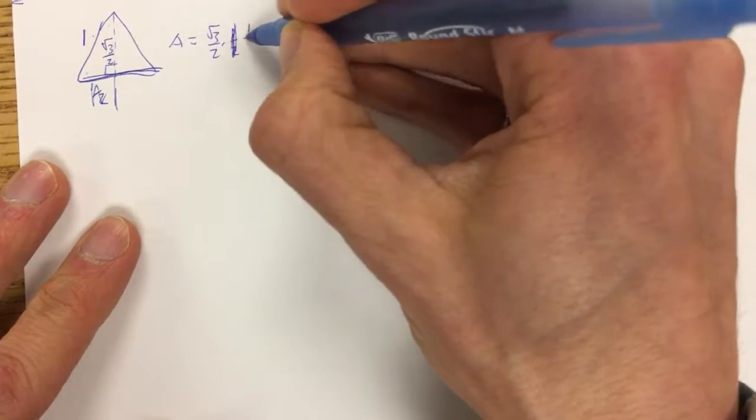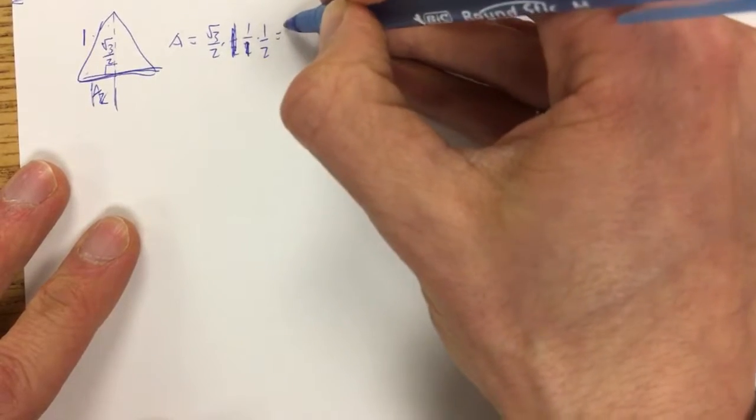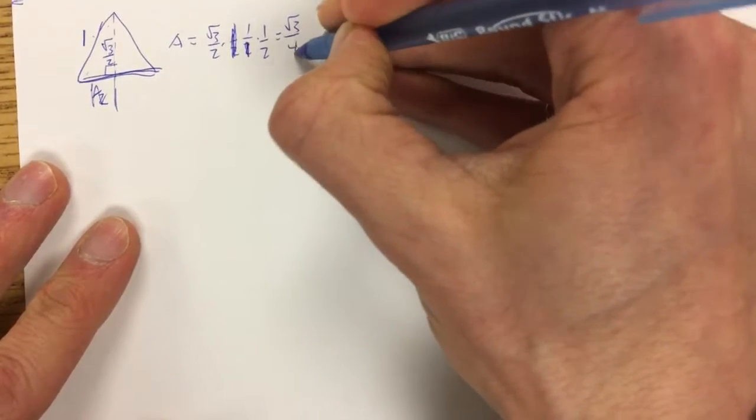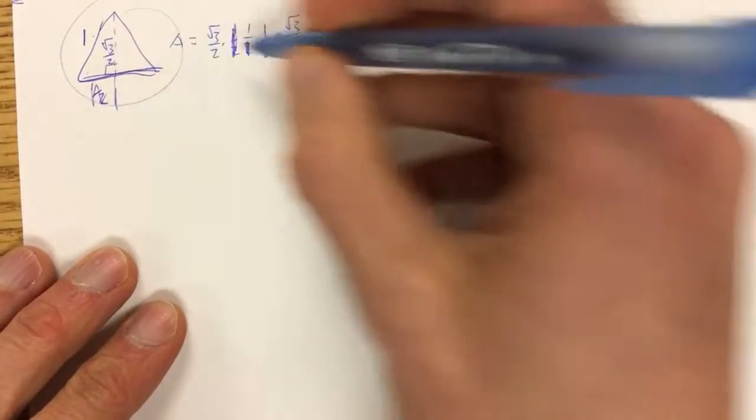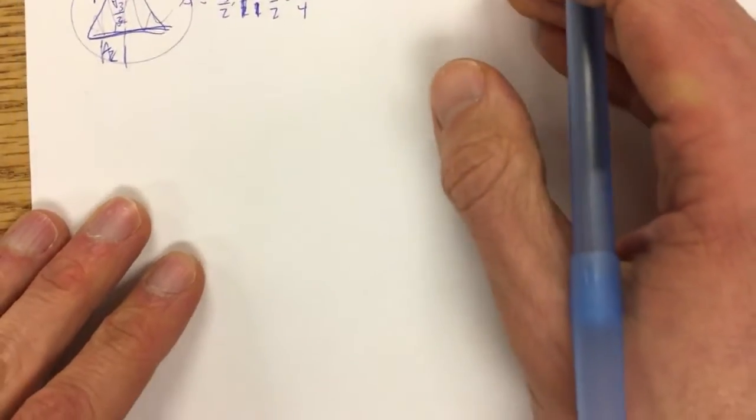So the height times the base divided by 2. By the way, it's late, so I apologize. And you get the square root of 3/4. Right? Okay, so we have this shape, and that's how you find the area of an equilateral triangle.